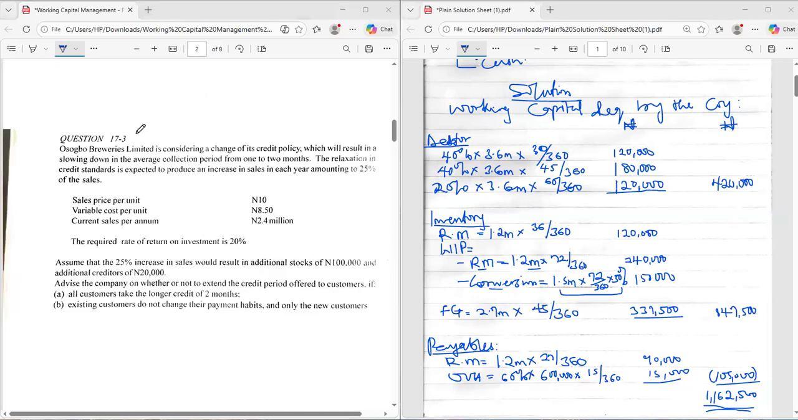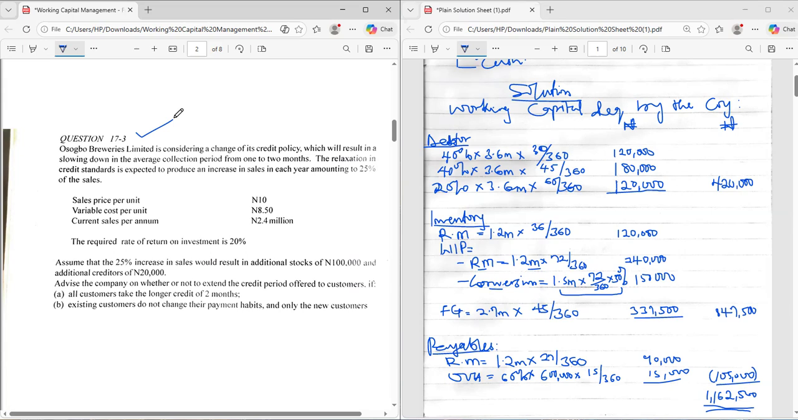Can somebody read this question for us, please? Somebody that can read. Okay. Osogbo Breweries Limited is considering... Oshogbo. Yes, okay.